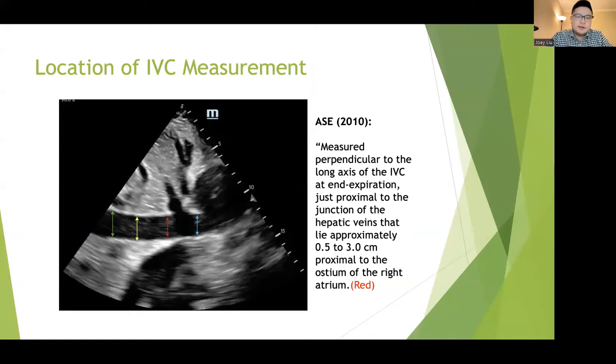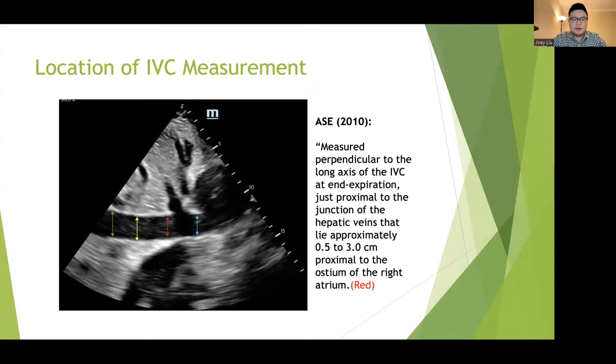Thirdly, the location of the IVC measurement also matters. The ASC guidelines in 2010 suggested to measure the IVC diameter at end expiration, just proximal to the junction of the hepatic veins, which lie approximately 0.5 to 3 centimeters proximal to the junction between the right atrium and the IVC.